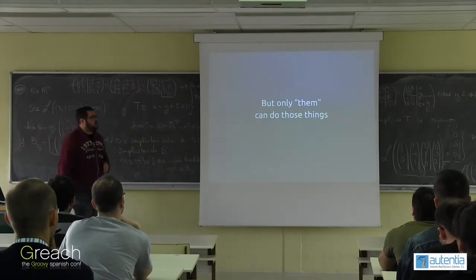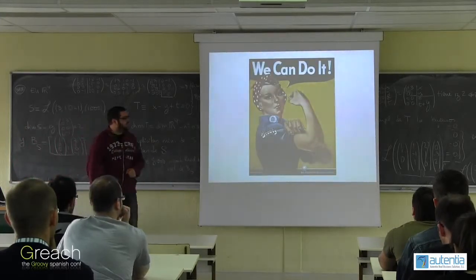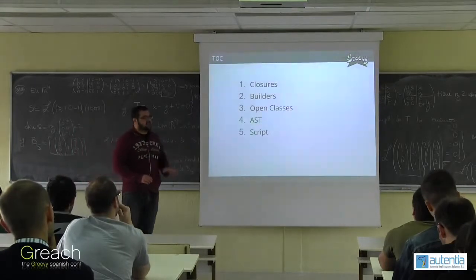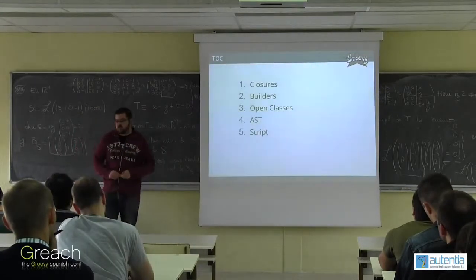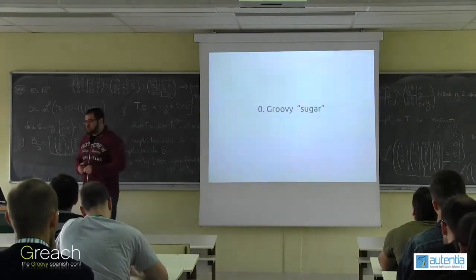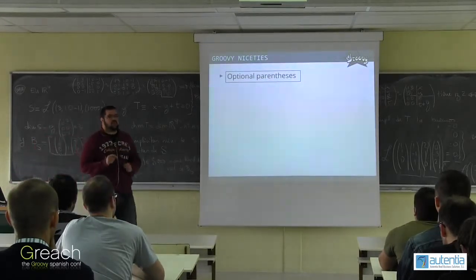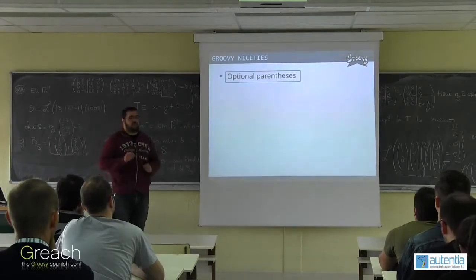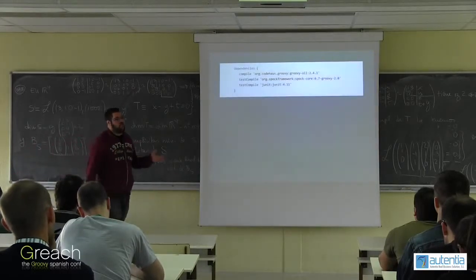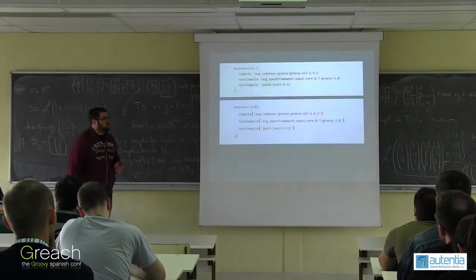But the funny thing is that we think that only the Grails team can do this kind of DSLs. I don't think so. We can do it. Okay, it's not that hard. So in my presentation, I will show you five techniques for this kind of DSLs. But first, I need to review some things that will help us to improve our DSLs. These are very small things that maybe you know already, but I think they are very important to make an expressive DSL. For example, optional parentheses. I don't know if you know that it's optional to put parentheses in expressions.